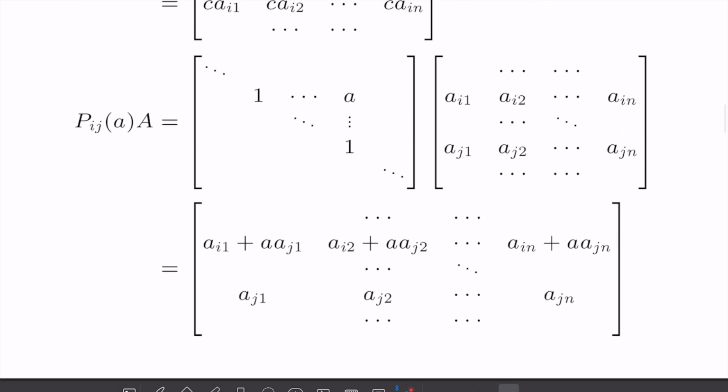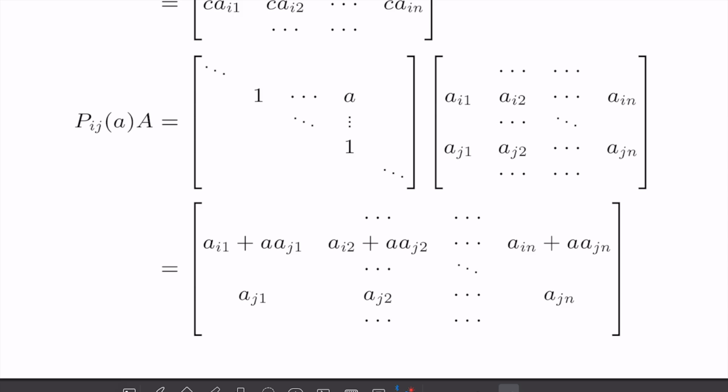And lastly, if we apply Pij of A to A from the left, Pij of A is this matrix. That is, it's identical to the identity matrix except for the ij element, which is A rather than 0. Then this results in this matrix. That is, A times the jth row is added to the ith row. So, multiplying an elementary matrix to another matrix from the left results in an elementary row operation.